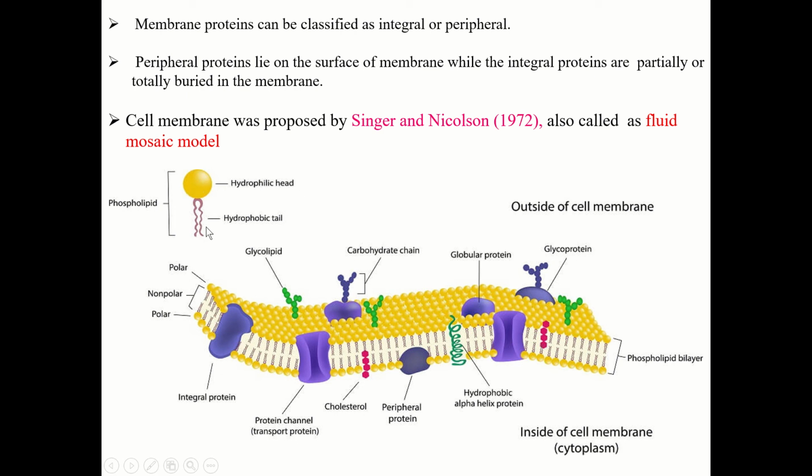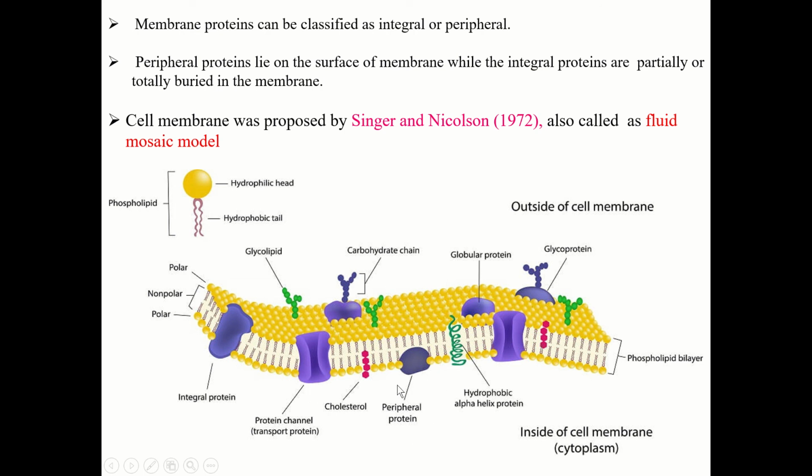Now this is the phospholipid structure. You have a hydrophilic head and a hydrophobic tail. The hydrophobic tails repel water, so it is found in the aqueous environment. These are the polar heads at both ends, and this is the non-polar region. These are the integral proteins embedded in the lipid bilayer. These are the cholesterol units. This is the protein channel, which helps in the transport of molecules.